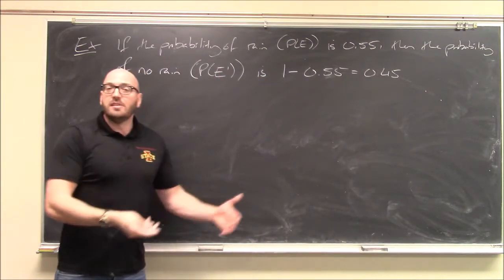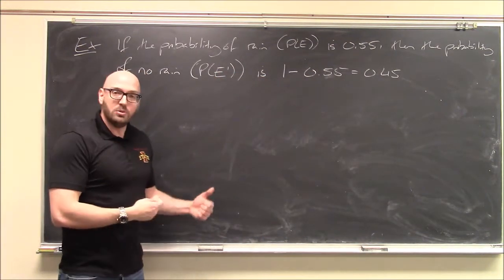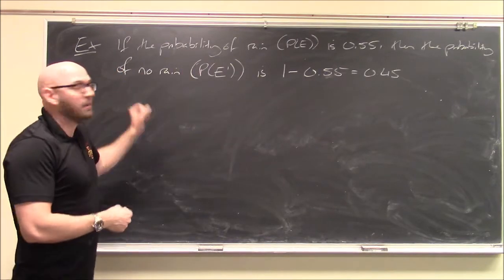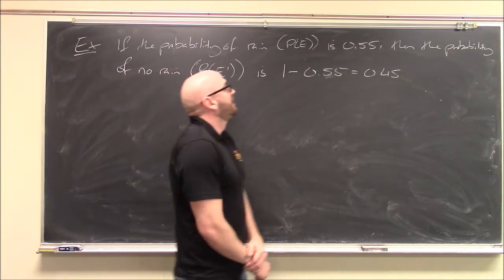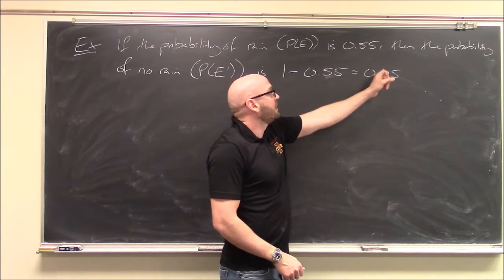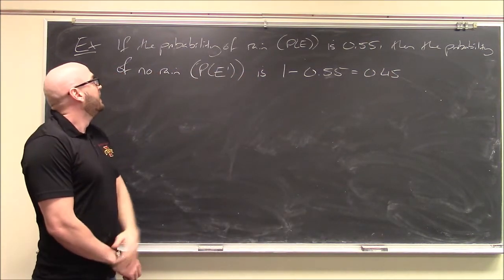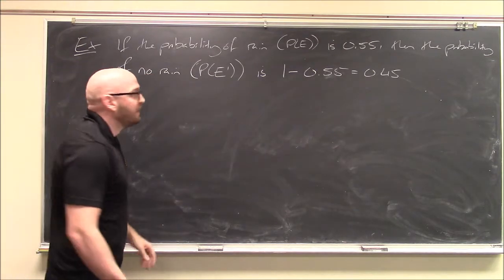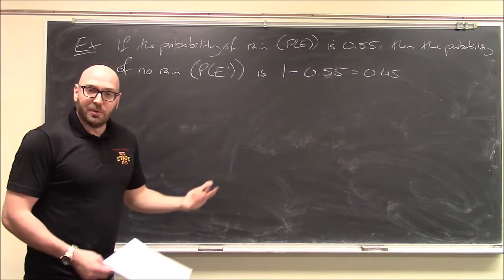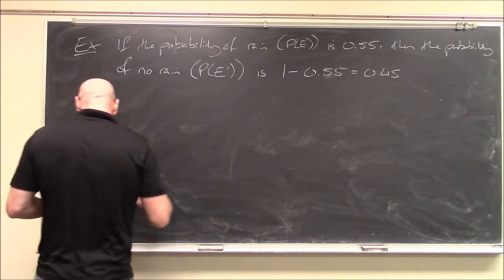Why? Well, because one of these two events has to occur. These two events are mutually exclusive, rain or no rain. One of them has to occur, so they better sum up to 1. So if rain is 0.55, then no rain must be 0.45. But this is a very simple example. Let's do something more complicated.